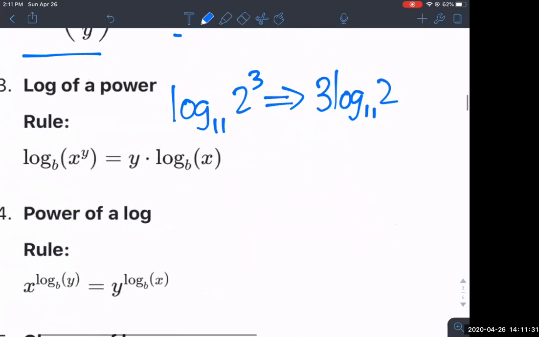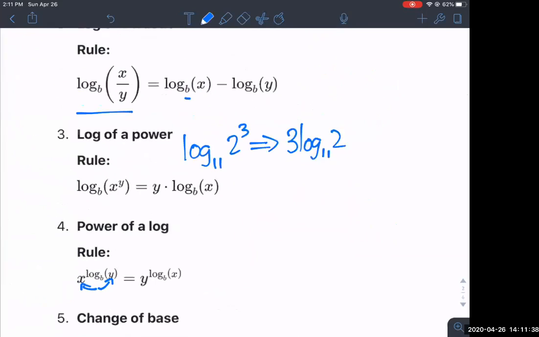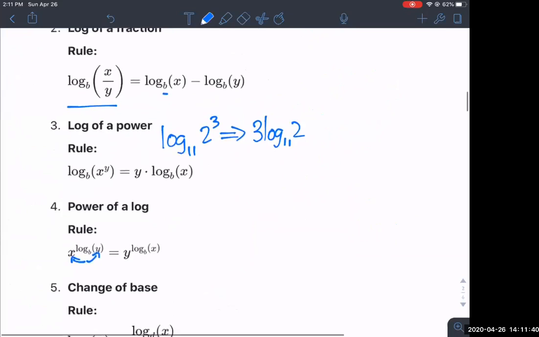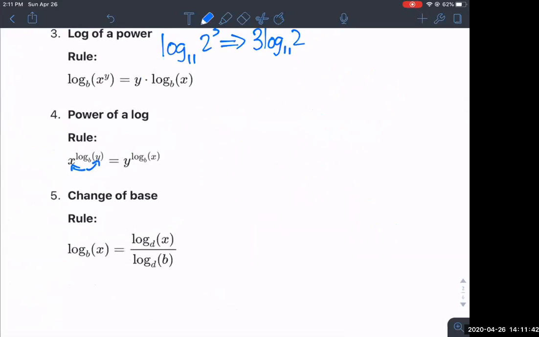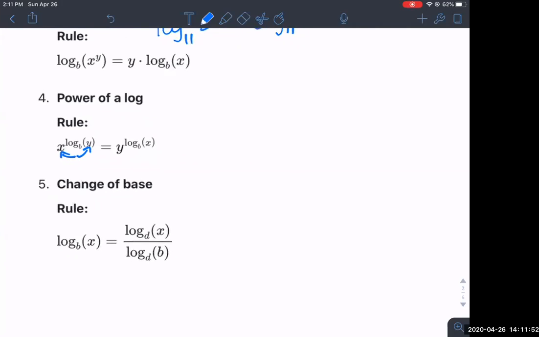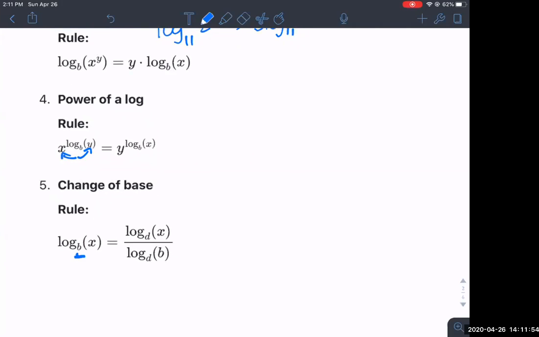There's this one, power of a log. You can swap these two if you're raising something to the power of a log. Change of base, lastly, this one is a little tricky, but it is probably the most handy out of all of these. Like it single-handedly breaks a lot of AMC12 questions. If you have a base that you're not too good with working with, like base B, you can change it to a different base.